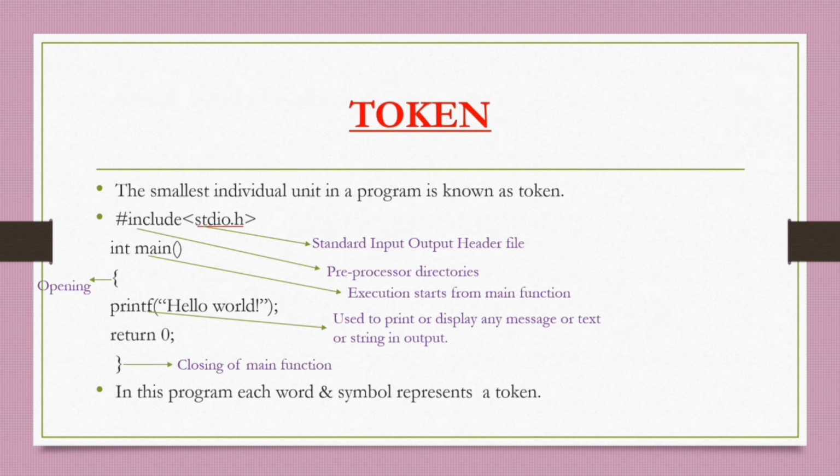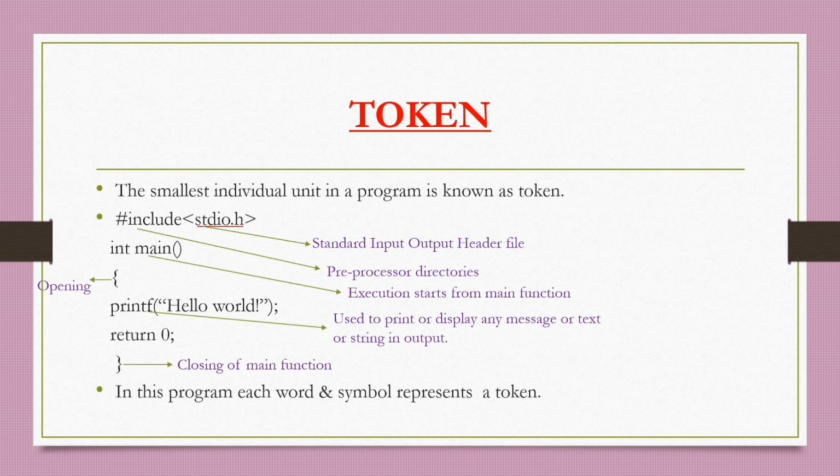Tokens. The smallest individual unit in a program is known as a token. Here we have a piece of code: #include <stdio.h>. Here #include is a preprocessor directive that is important to include before starting our program. Here stdio.h means standard input output header file. It works like a dictionary for the compiler.